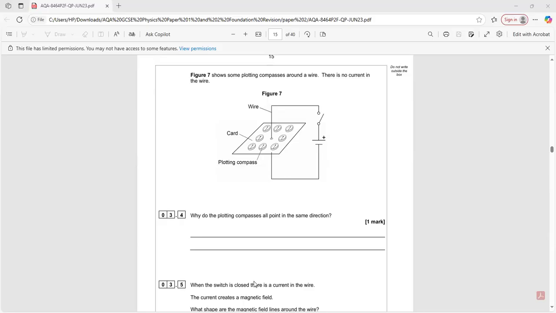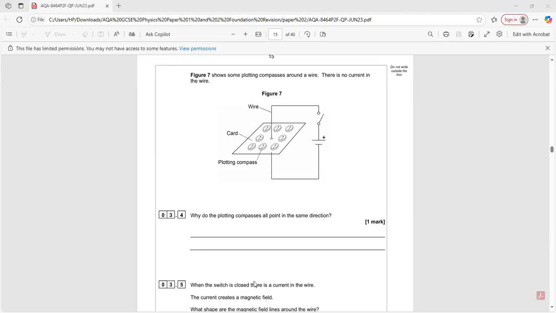All of them point towards the North Pole. So they are pointing in the same direction because that's how they're designed. They are also magnets themselves, and they will point in the direction of the North Pole. Okay. Why? Because there's no magnetism from the wire to distract them. I'm just using that word distract.